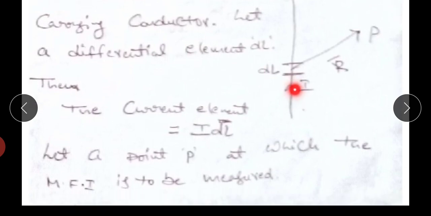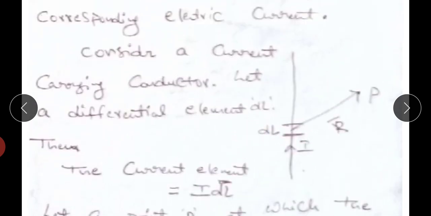This is the conductor. In this conductor, current equals I. Next, let there be a point P at which the magnetic field intensity is to be measured. So let dl be a differential length of the conductor, and the distance vector from this differential length to point P is R bar.